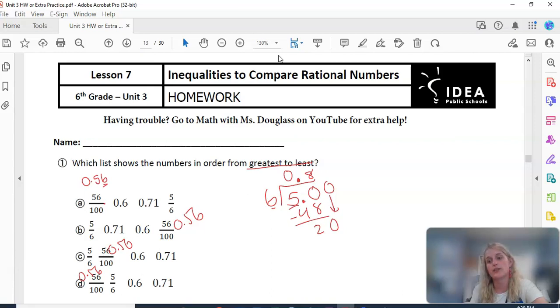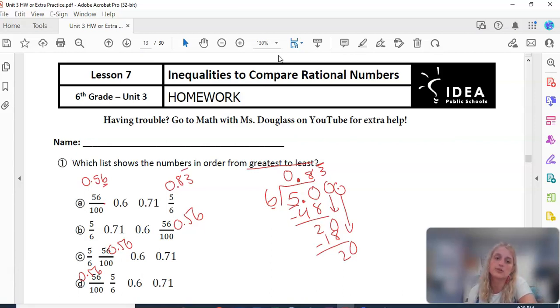If you have $20, how many things can you buy that cost $6? 6, 12, 18, 3. And, ooh, another 2. It's another 20. The 8 is not repeating, but the 3 is. So we have 0.83 with the 3 repeating.